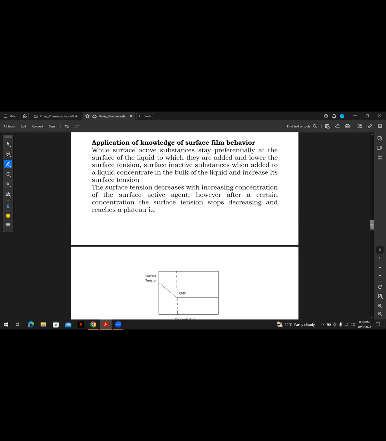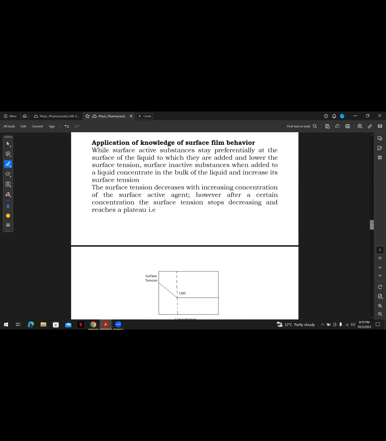So when it comes to the application of the knowledge of the surface film behavior, because we've talked about now the surface tension, how it's changed, we've talked about surfactants. So now we're trying to apply that knowledge. So while the surface active substances stay preferentially at the surface of the liquid to which they're added and lower the surface tension, like we've kept saying, surface inactive substances, when added to a liquid, concentrate in the bulk of the liquid and increase its surface tension. So this is the opposite of what surfactants do.